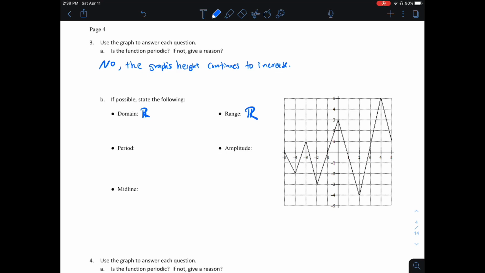What's a period length? Well, that's a term that only applies to periodic functions. This is not. What's the amplitude? That's a term that only applies to periodic functions. This is not. What's the midline? I don't even think we could say what the midline is. Let's not. That only applies to periodic functions.